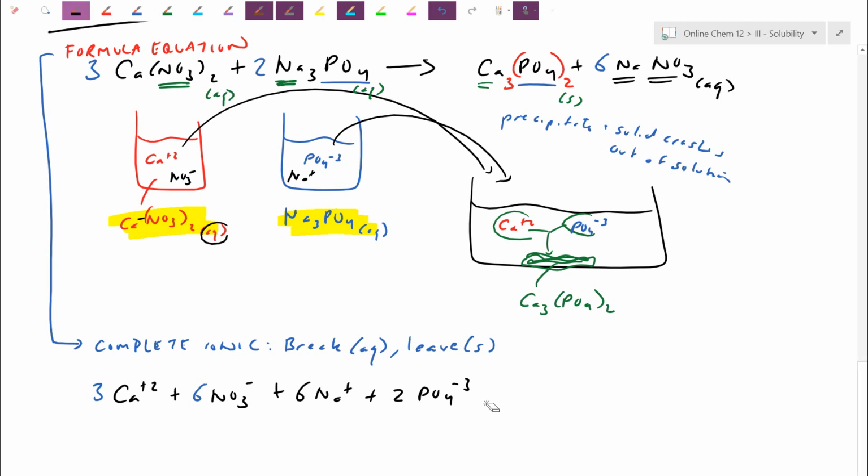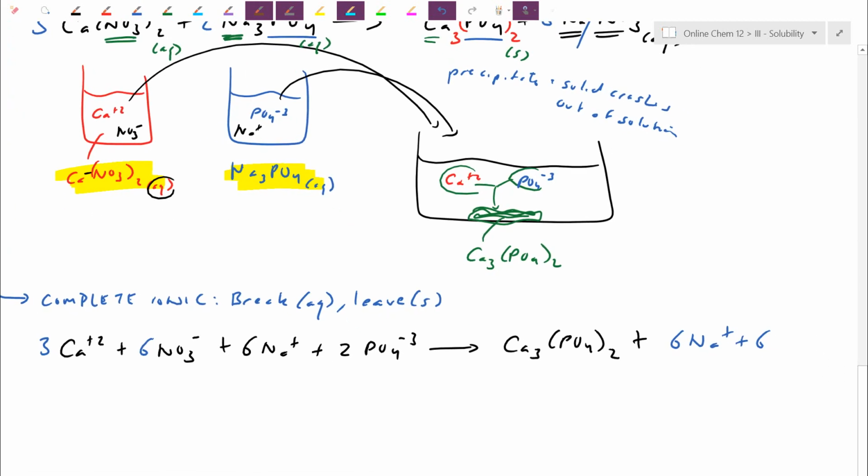As I mix them together, we have one solid that forms. That's our precipitate. I'm going to leave that alone, Ca3(PO4)2. And then I have one more salt here, NaNO3. It looks like when I switch partners, I end up forming a new bond, creating a new compound, sodium bonded with nitrate. But this one being aqueous, just like before, water would have separated the positive from the negative. So I just have 6 sodium ions and 6 nitrate ions.